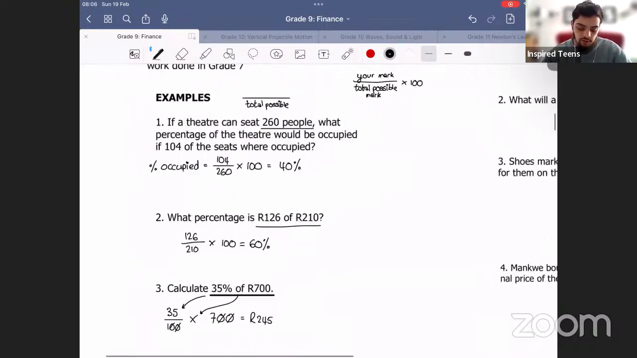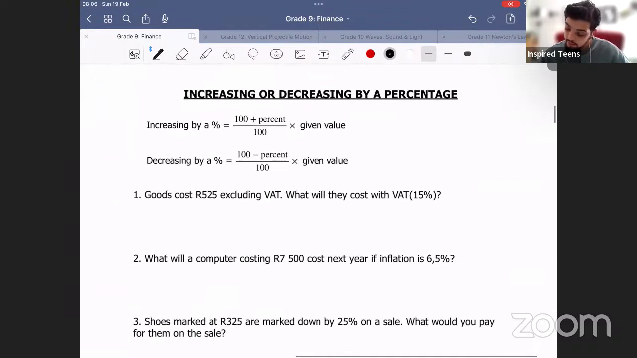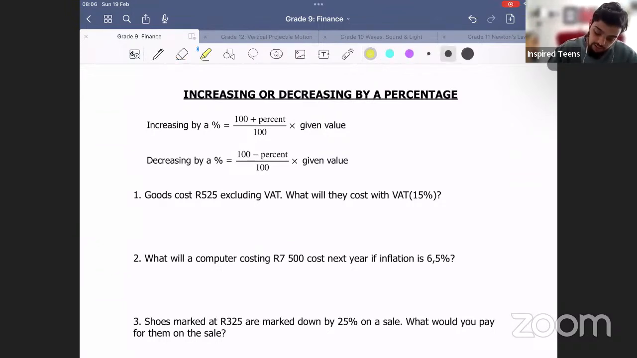So that's a quick revision of how percentages work. Next, let's talk about percentage increase or percentage decrease. These formulas are key. If we are increasing by a percentage, we say 100 plus the percentage increase, divided by 100, multiplied by the given value. Whichever value you are increasing is the given value. When it comes to decreasing by a percentage, it's 100 minus the percentage, divided by 100, times the given value.